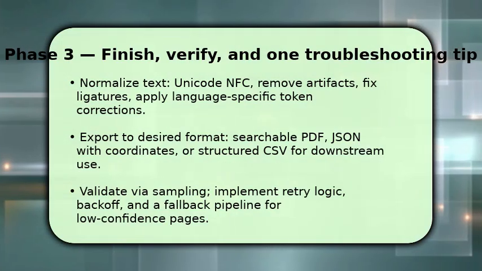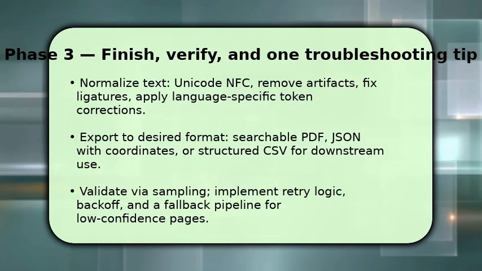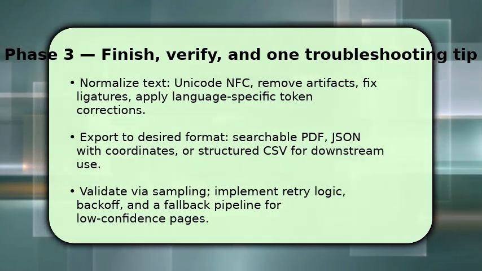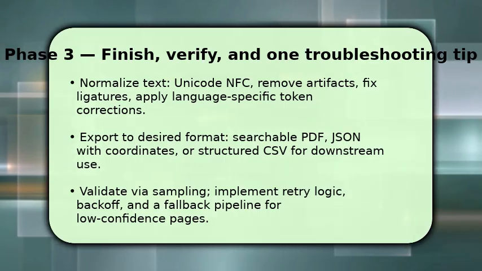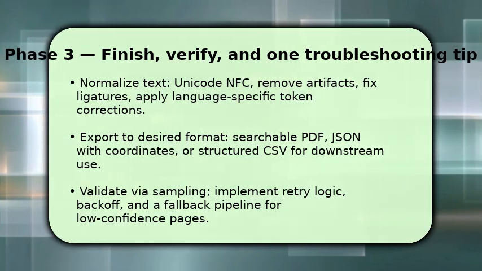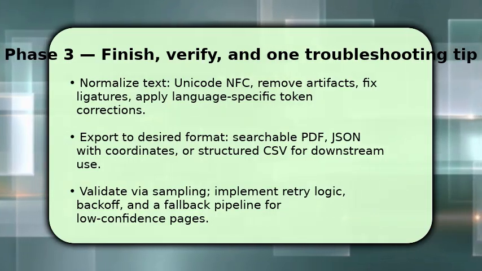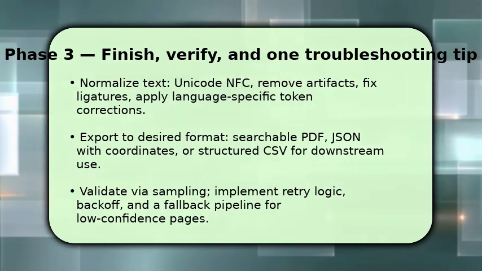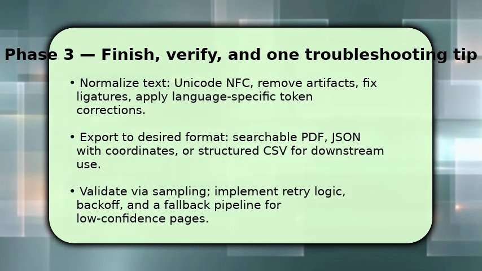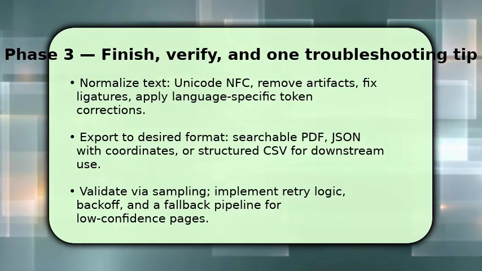You finish by cleaning and exporting results. Normalize Unicode, repair common OCR misreads, and reassemble multi-line fields into structured records. Once done, produce searchable PDFs or JSON with bounding boxes for review and export CSV for data workflows. Make sure to validate a random sample to measure real-world accuracy and implement retries with exponential backoff for intermittent failures.